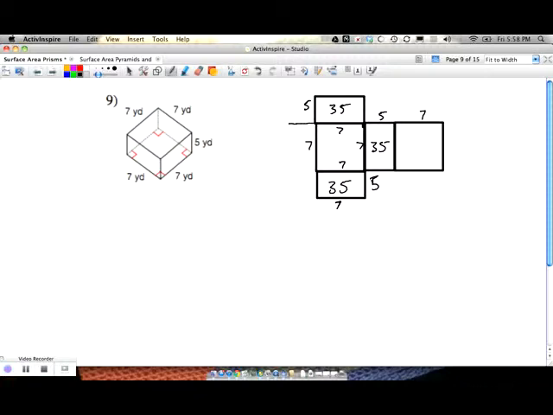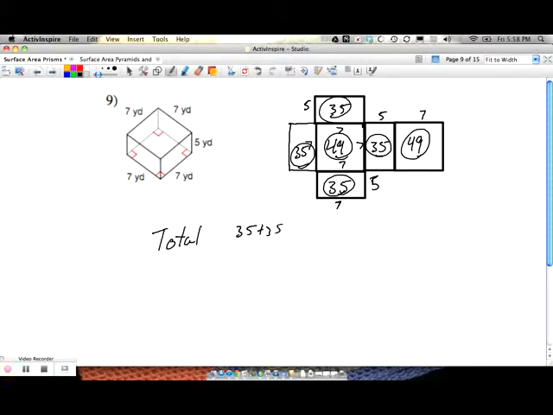Ooh, I'm missing a rectangle. Did you guys notice that? There should be another one somewhere on here. That would be 35 as well. And then these big ones are 49. So those are the areas, and if we add all those together, we get our total. So our total this time is going to be 35 plus 35 plus 35 plus 35 plus 49 plus 49, 2 49s and 4 35s. Booyah. Next.